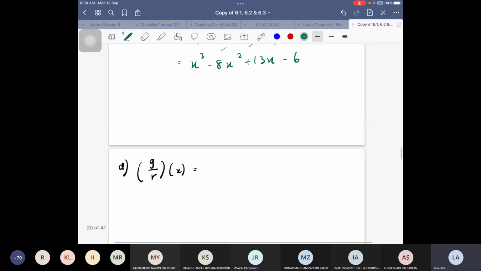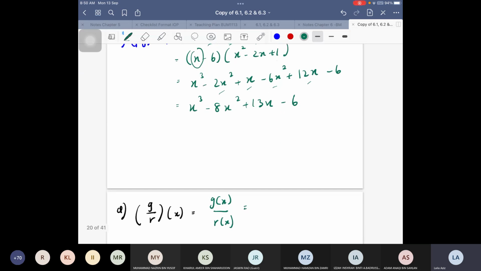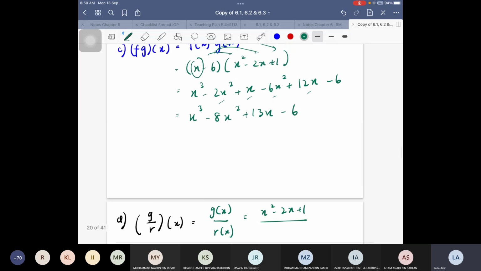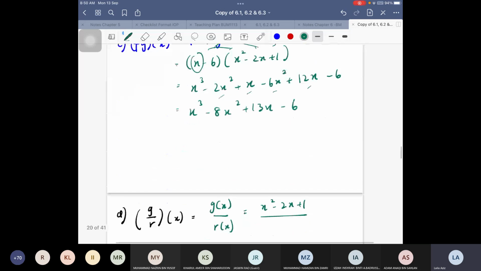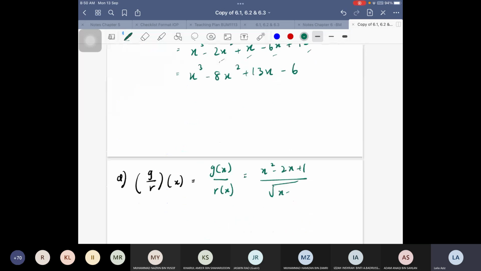And bahagi pun boleh buat juga. So for this case, I ada function g over rx. Kalau kita separate, dia adalah gx over r of x. So apa dia function g of x? So g of x adalah x square tolak 2x tambah 1 over r of x square root tadi. So dia adalah square root of x tolak 5. Yang ni kita tak boleh buat apalah. So tak boleh nak simplify. So just leave it as it is. Tapi kalau benda tu kita boleh expand and simplify, tolong simplify.